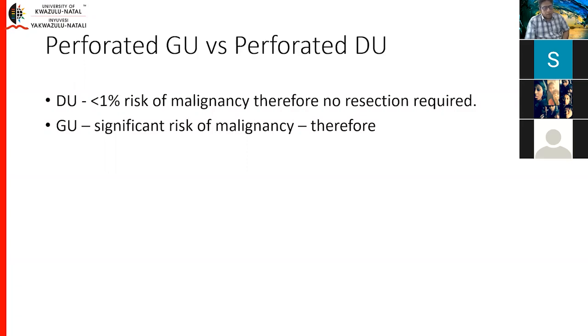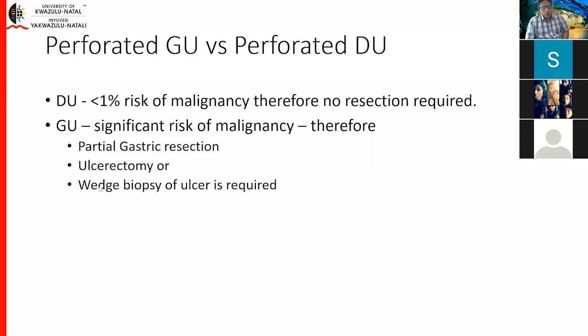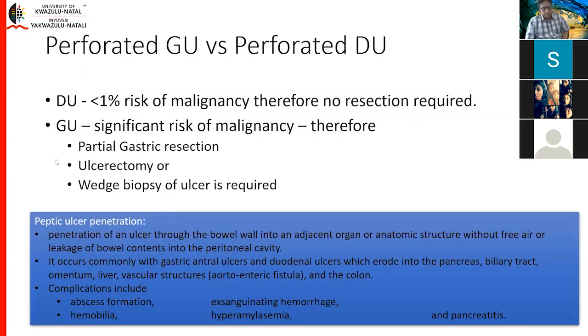Later, once the patient is out of hospital, they can be called back for an endoscopy to confirm healing, etc. Gastric ulcers, on the other hand, have a significant risk of malignancy. Therefore, the ulcer must either be biopsied or resected, either by partial gastric resection, ulcerectomy, or at the very least, a wedge biopsy of the ulcer is required. Thereafter, the ulcer can be closed if the anatomy and position of the ulcer allow it. And you can also use a patch in this instance.